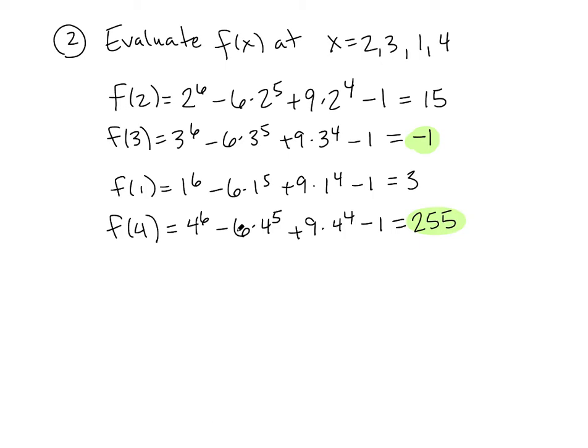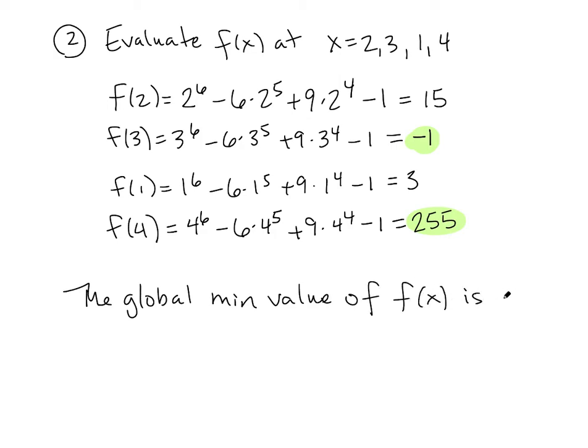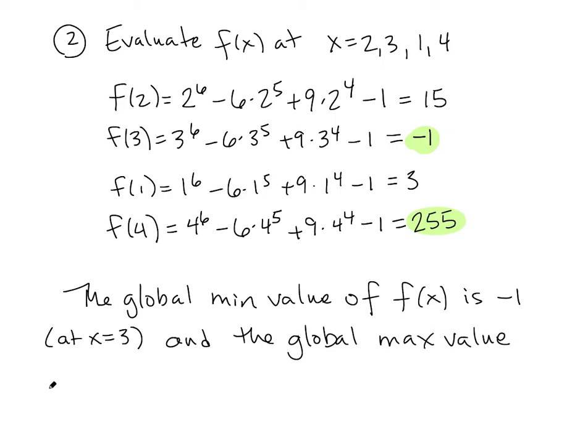And so we could say the global minimum value of f is -1, and maybe we want to indicate where that occurs. So this occurs at x equals 3. And the global maximum value is 255. And where does that occur? That occurs at x equals 4.